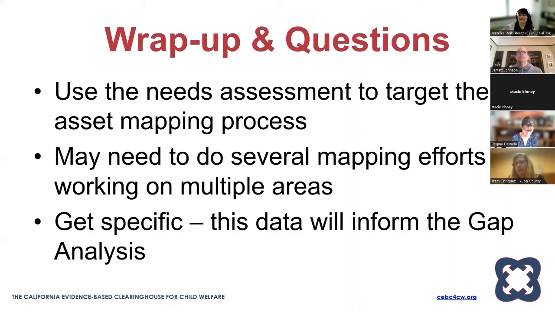All right, before they cut us off for this session, just a reminder: you want to use the needs assessment process to target asset mapping. Don't try to map everything in your county. You can do several distinct mapping efforts if you're working on individual areas. If you're focusing on services for pregnant teens, that's a very unique service versus parent education more broadly, so there might be a couple different mapping efforts. And then get specific as you're collecting your data. Think about the gap analysis and the sort of information that you're going to need to complete that process.